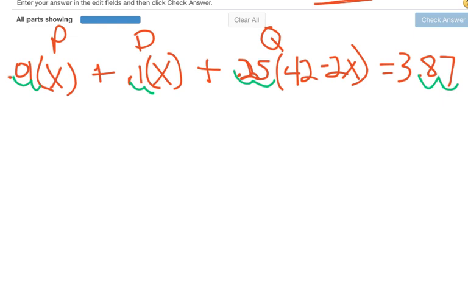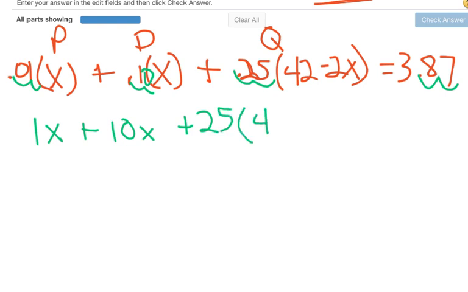And this first one will turn out just to be 1x, and this will turn out to be, I need to put in a 0 there, 10x, so it'll be 1x plus 10x, and then plus 25 times this quantity 42 minus 2x equals 387. And so now you just use your algebra skills and solve it.